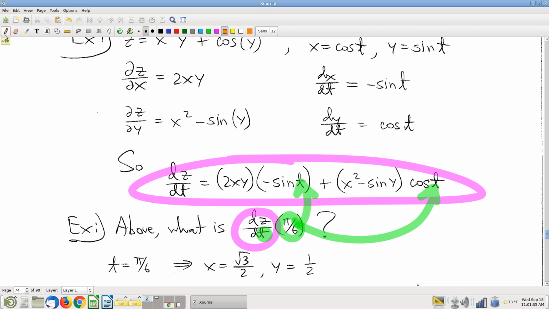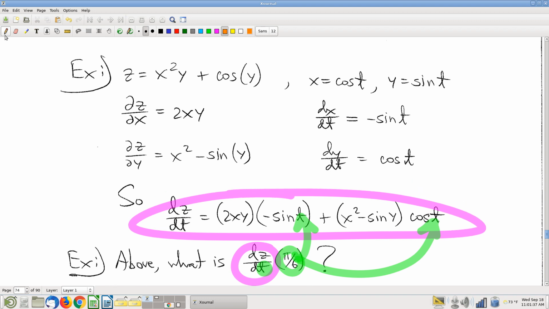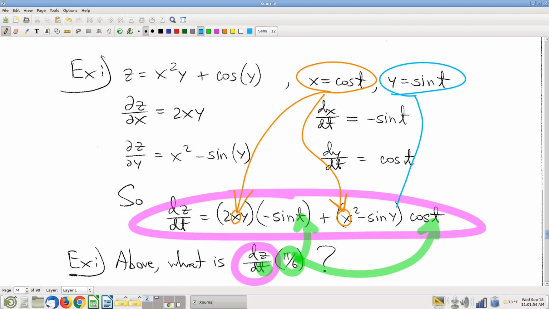And you could say, oh, yikes, well then I've also got to deal with this x. Well, x, I'm going to have to rewrite x as cosine t and stick that in there, and also there. And then I'm going to have to take this formula for y, and plug that in to there and there, and expand out and get this enormous function of t that gives us dz dt, and then plug in pi over 6.